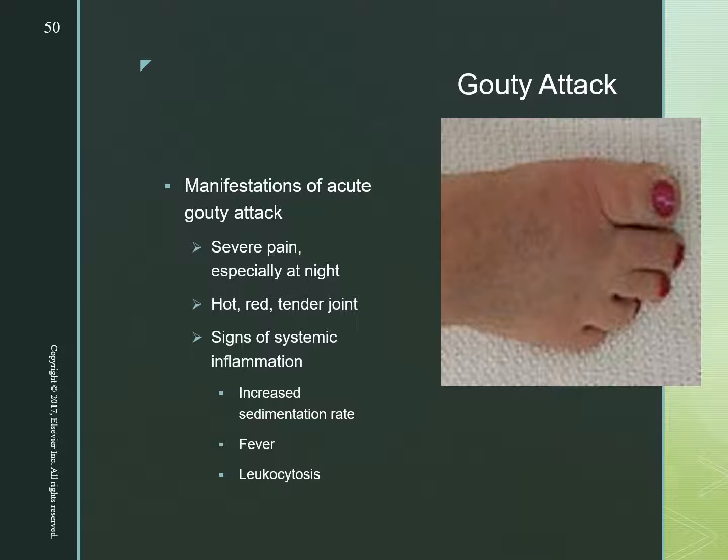Manifestations of an acute gouty attack are severe pain, especially at night. They get a hot, red, tender joint. They have signs of systemic inflammation: increased sedimentation rate, fever, and leukocytosis.